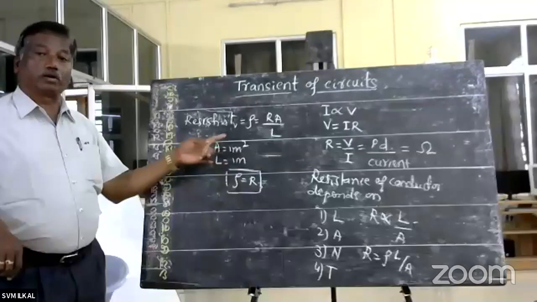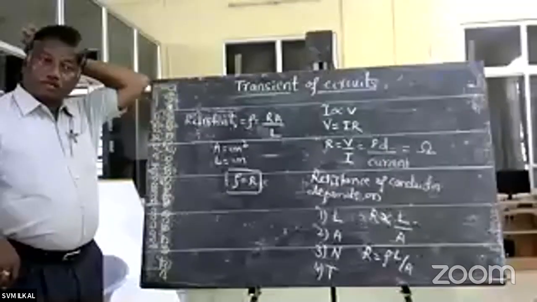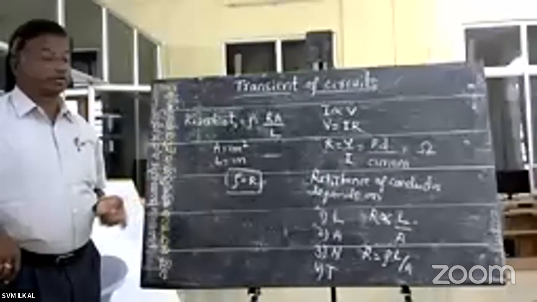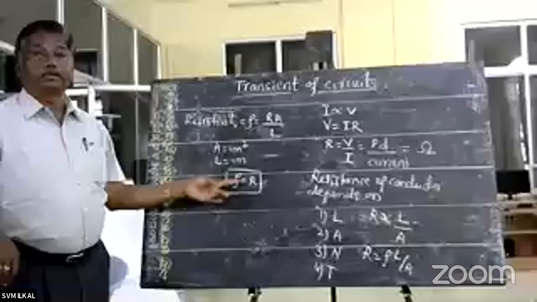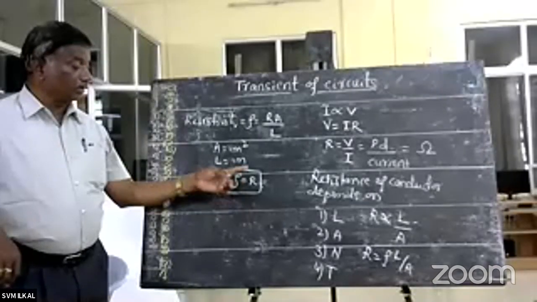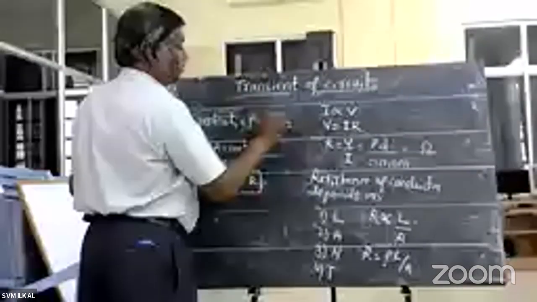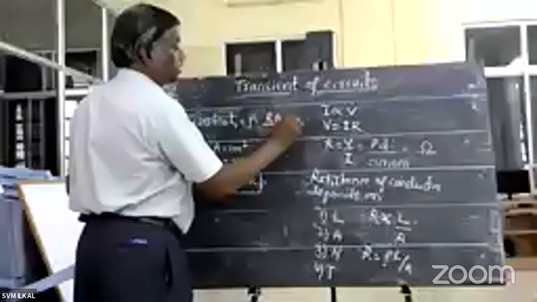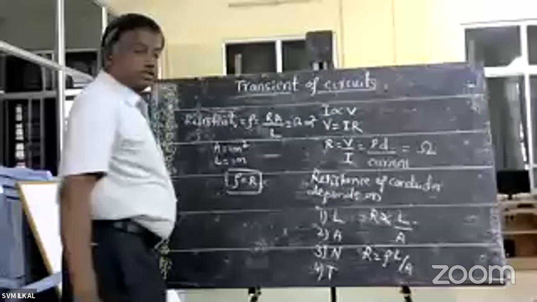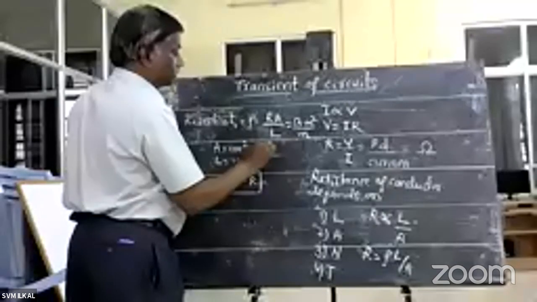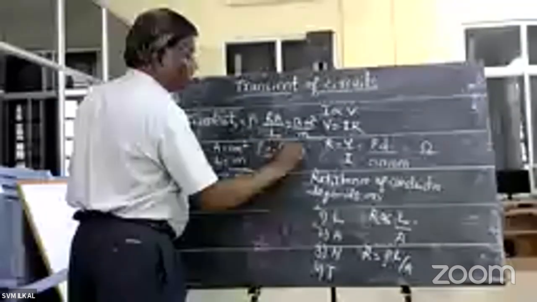When A is 1 meter square, unit meter square, and L is equal to 1 meter, unit meter, then automatically rho is equal to R. That's why specific resistance is equal to the resistance of a conductor of unit length and unit area of cross section. And what is the unit of the specific resistance? See, resistance is measured in ohm, area of cross section is measured in meter square, length is measured in meter. So a meter gets cancelled, and the specific resistance is measured in ohm meters.